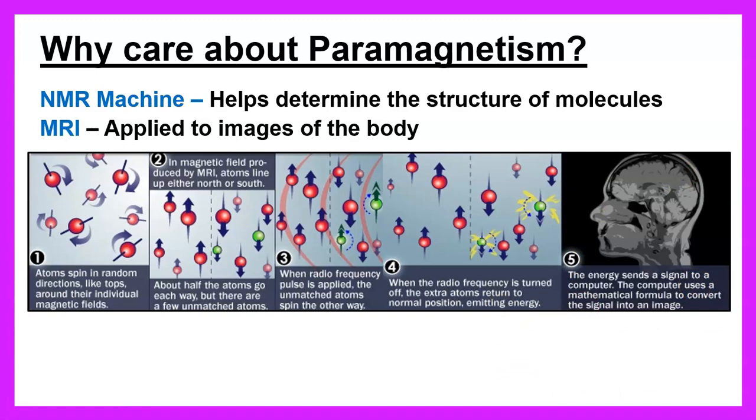So what they're doing is you have all of your atoms and their individual magnetic fields moving around. You turn on the machine and it lines them all up. You send like a burst of a radio frequency to kind of get things to spin certain directions. You turn it off and you see how the atoms respond, and if they return to their normal positions, what energy do they give off when they do that? And that's how they can use the computer to process and give you your images.